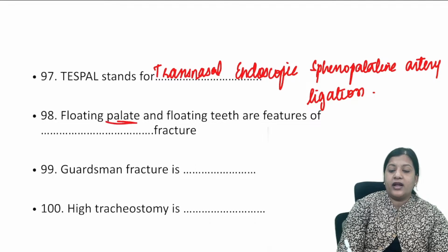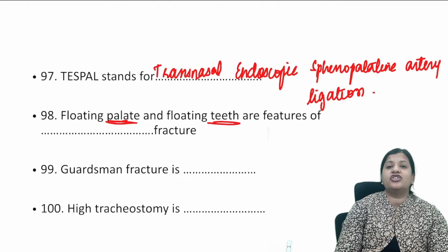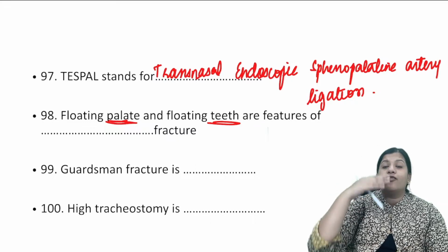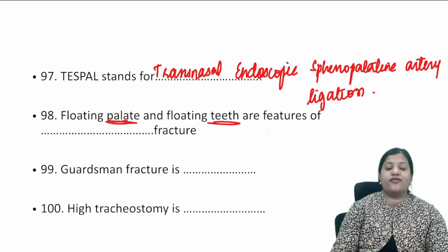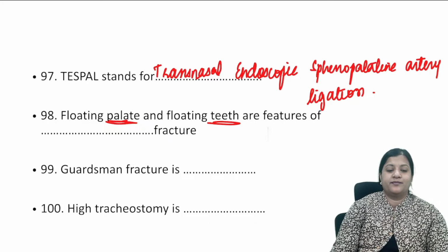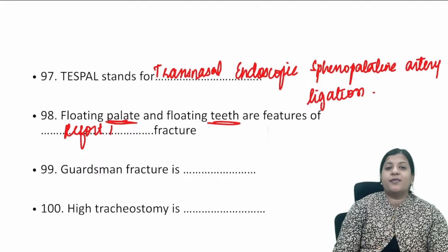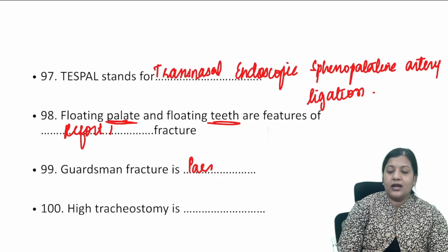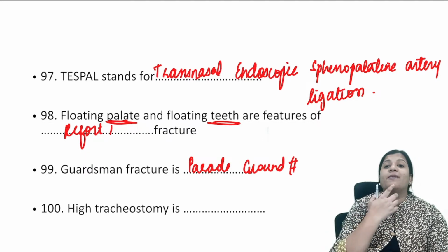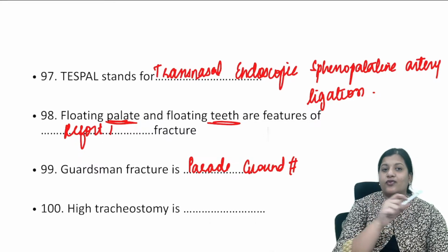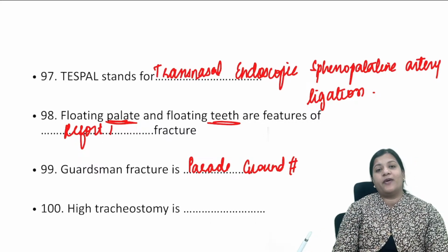Where do you get floating palate and floating teeth? In which type of Lefort fracture do the teeth and the palate get disconnected from the facial skeleton? Is it Lefort 1, Lefort 2 or Lefort 3? Yes, in Lefort 1 fracture. What is Guardsman fracture? Guardsman fracture is also called parade ground fracture, which is fracture of the mandible, where there is symphysis menti fracture and bilateral subcondylar fracture. So we call that Guardsman fracture or parade ground fracture.